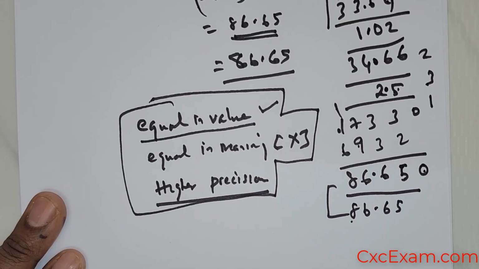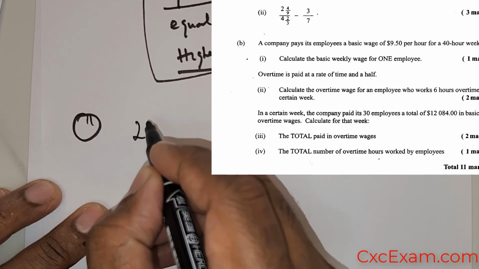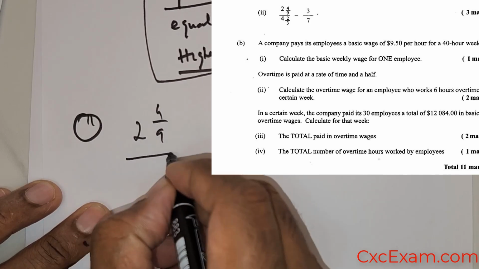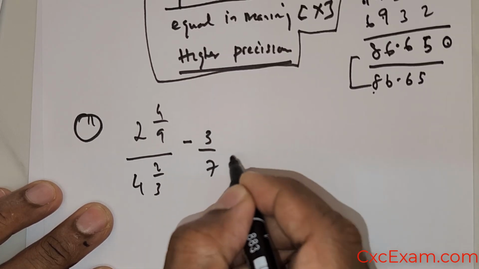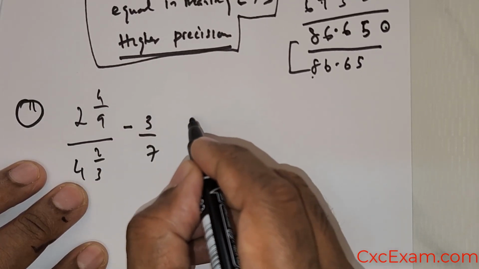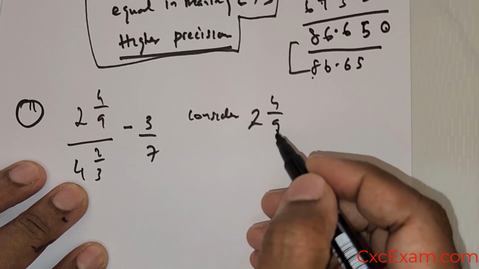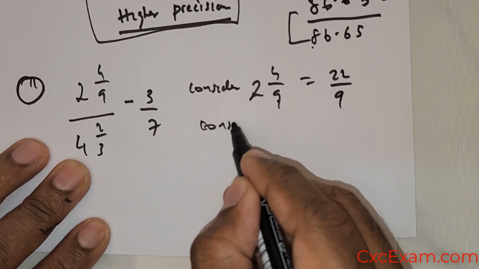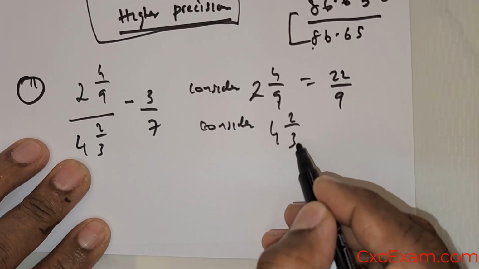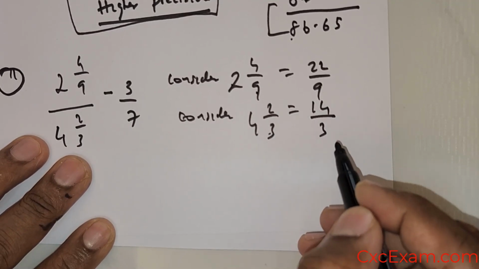So students, let's move on to the next question. We are asked to evaluate 2 4/9 ÷ 4 2/3 − 3/7. So foremost I will consider 2 4/9: 9 times 2 is 18, plus 4 is 22 over 9. Then I will consider 4 2/3: 3 times 4 is 12, 12 added with 2 is 14 over 3.